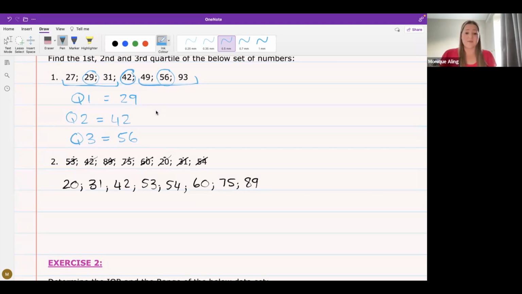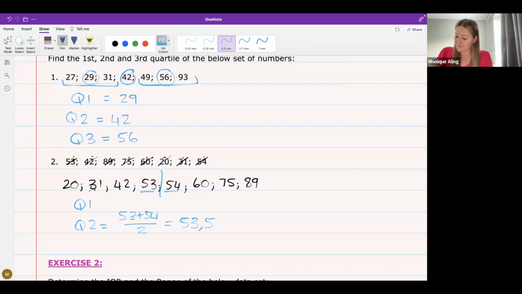Question 2, you had to put the numbers in order, ascending order, smallest to biggest. Okay, we do tend to forget about that, so please don't, because it's a very common mistake and you could lose out on quite a few marks. So we have 1, 2, 3, 4, 5, 6, 7, 8 numbers. So there's 2 numbers in the middle. Okay, so quartile 2 will be 53 plus 54 over 2, which gives us a quartile 2 of 53,5.